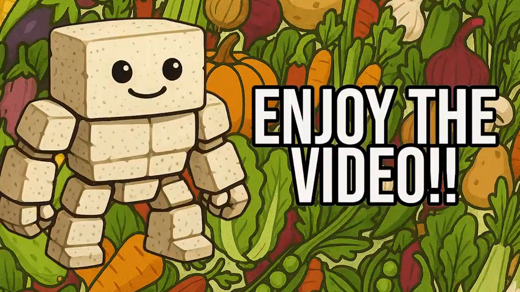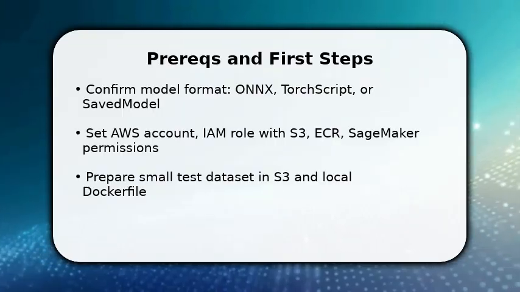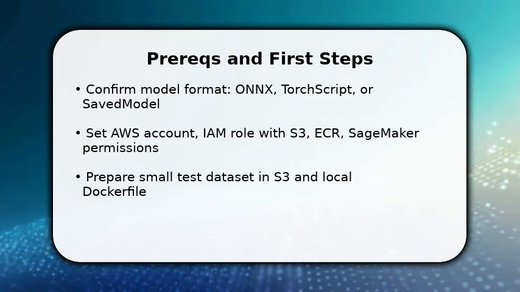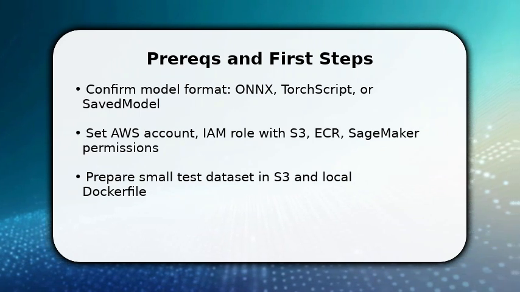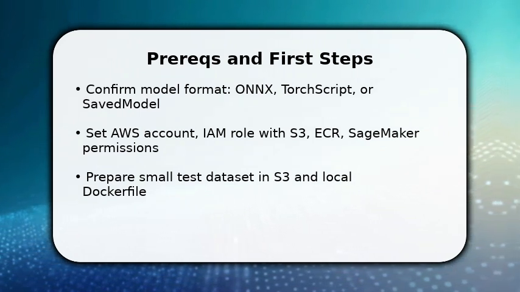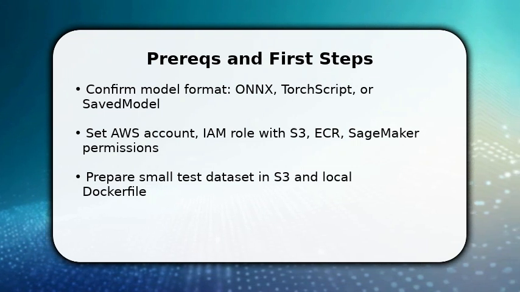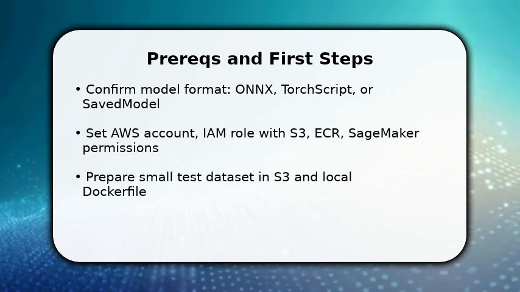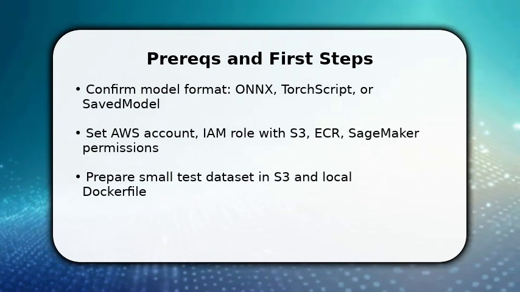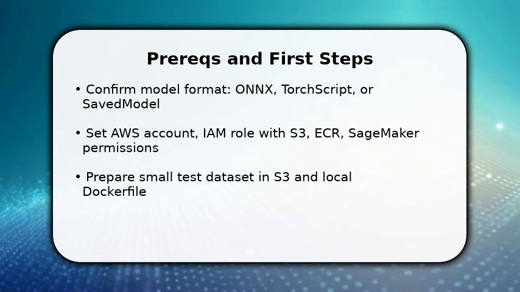Please enjoy the video. You start by verifying prerequisites and moving quickly into action. Make sure your model is in a deployable format, ONNX, TorchScript, or SavedModel, because AWS services expect consistent runtimes. Then create an IAM role granting S3, ECR, and SageMaker access. This avoids permission failures later.